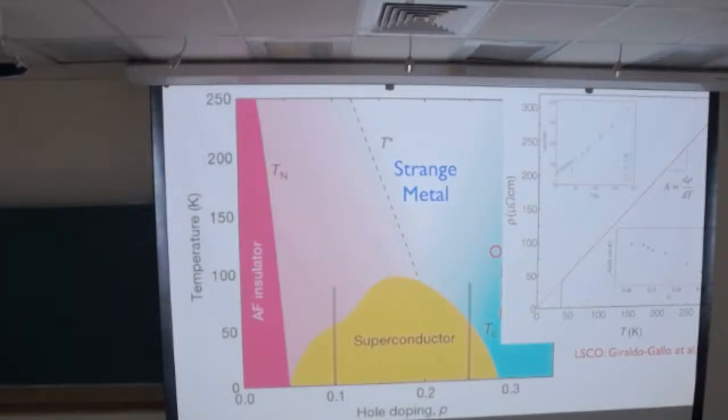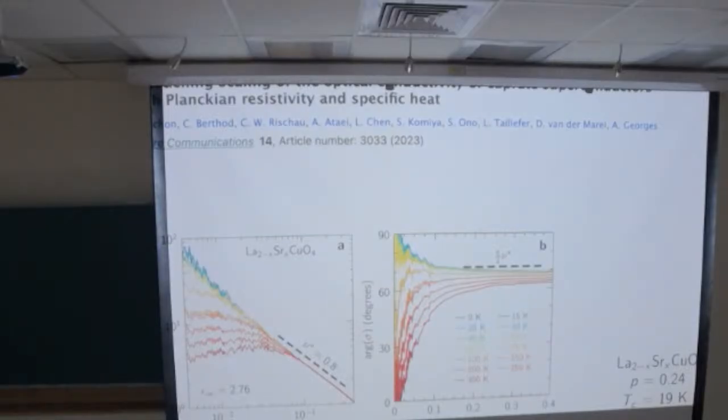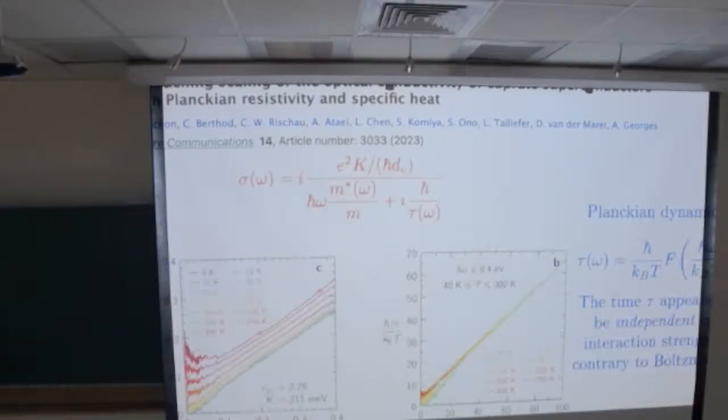Now, the linear in T resistivity is, of course, the most famous experimental observable, but more information appears from looking at the frequency-dependent conductivity. So these are measurements of reflectivity of one of the high-TC superconductors, both the real and imaginary part of the conductivity. And through some very general arguments, you can express this in terms of some frequency-dependent effective mass. The frequency omega is the frequency of the light, and the scattering time tau.